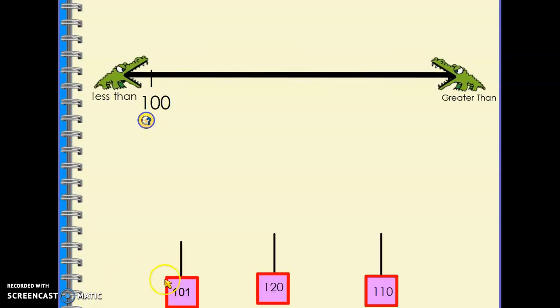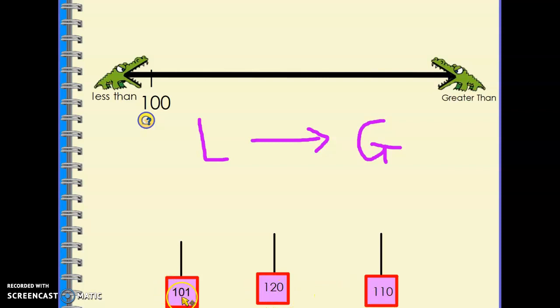Let's take a look at this problem right here. Again, on the number line, we go from least to greatest. I have my numbers here, 101, 120, 110. So I know 101 is my least because look at the hundreds place. They all have a 1 in the hundreds place.